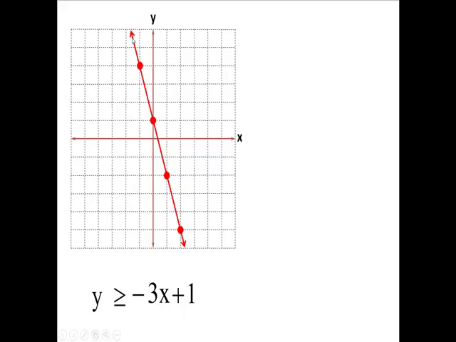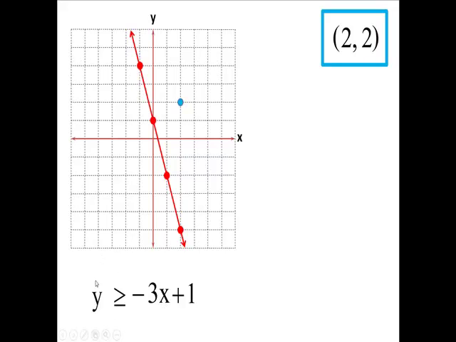This is the line of the equation, but then I have to find out which side of this line do I darken in, do I shade in. So I need a test point. My favorite test point, I'm going to go over 2 to the right and up 2. That's this point, and I'm going to test this point out, substituting 2 for x and 2 for y, and see if I get a true statement.